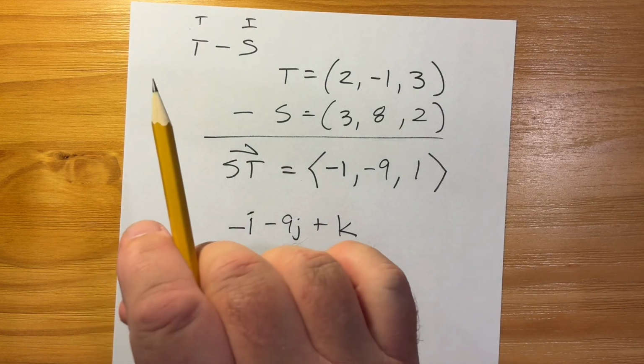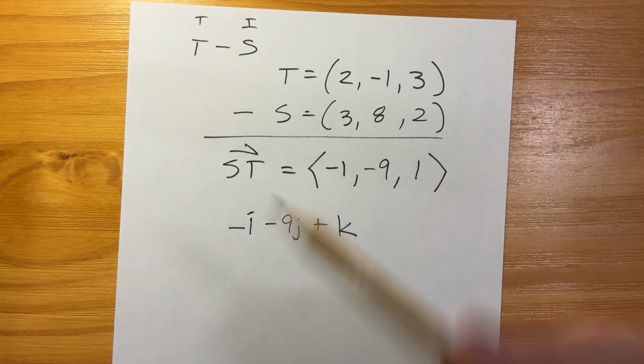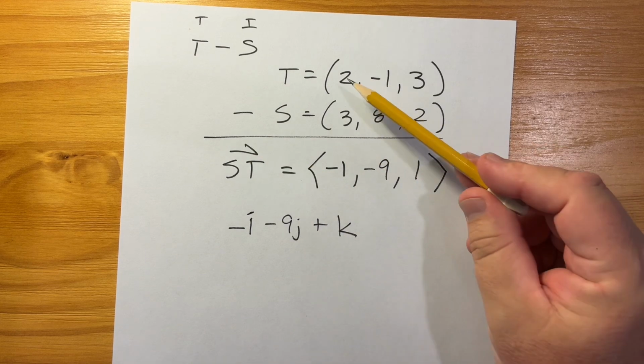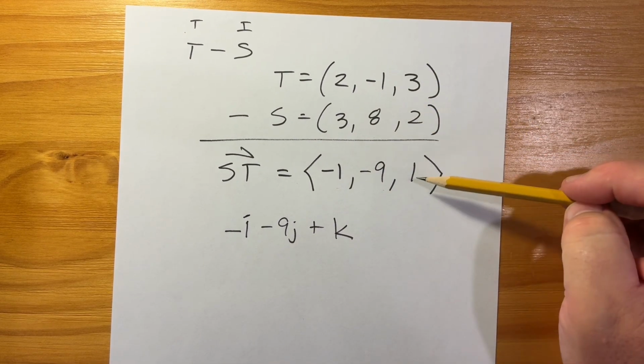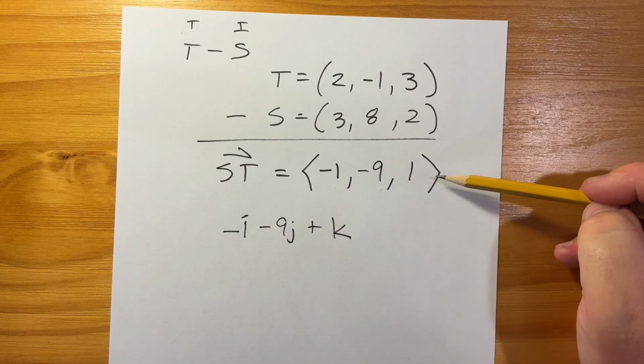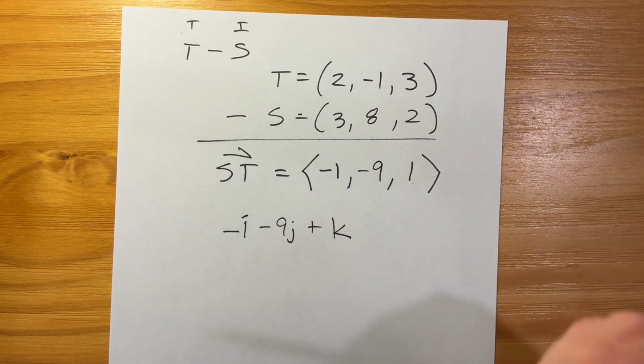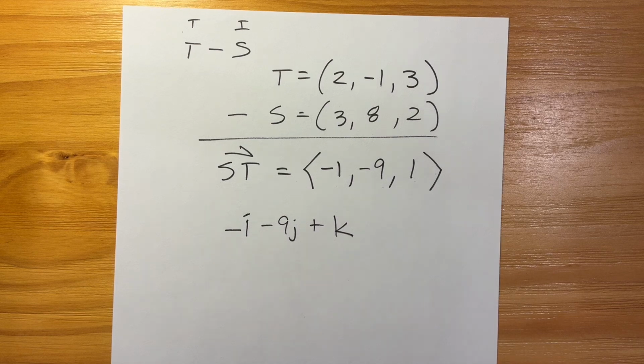Same thing, terminal minus initial. Here's the terminal point, initial point. 2 minus 3 is -1. -1 minus 8 is -9. 3 minus 2 is 1. So there's my component form. And then that is the unit vector form that goes with that.